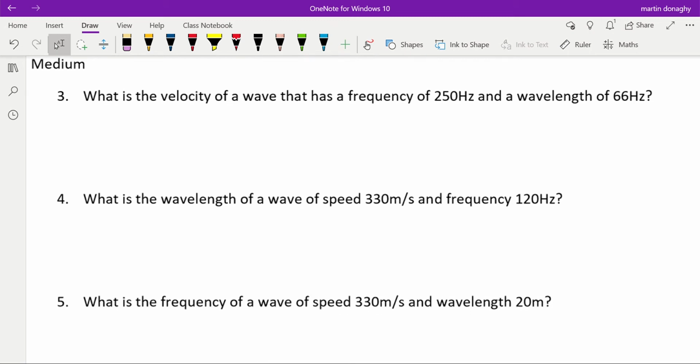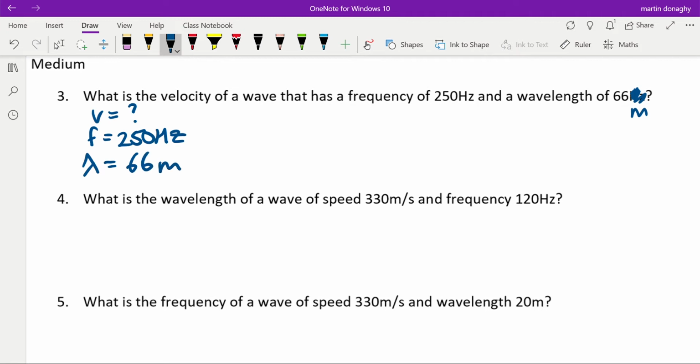Okay, let's go through the first few of the medium questions. So it asks what is the velocity of a wave? So we're trying to find v that has a frequency of 250 hertz and a wavelength, there's a typo, of 66 meters. Write out the equation, v equals f lambda.